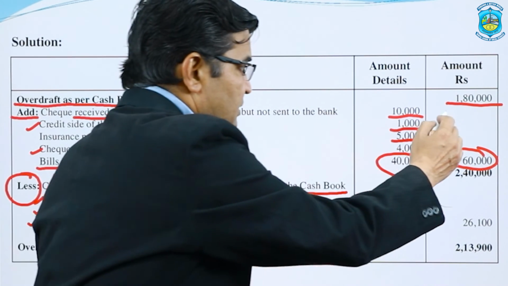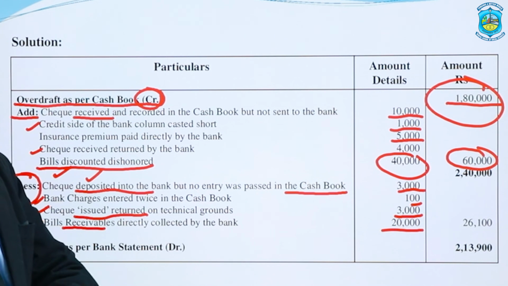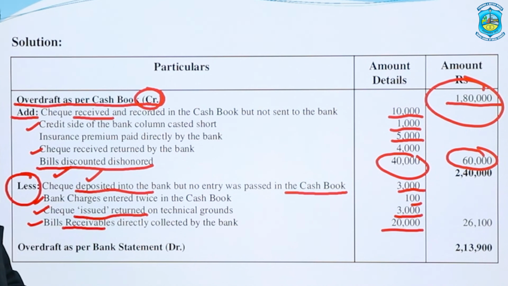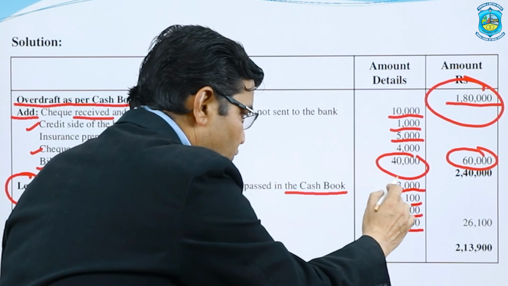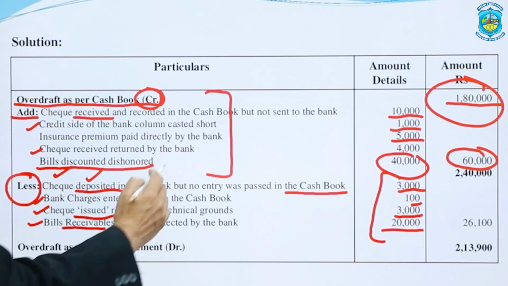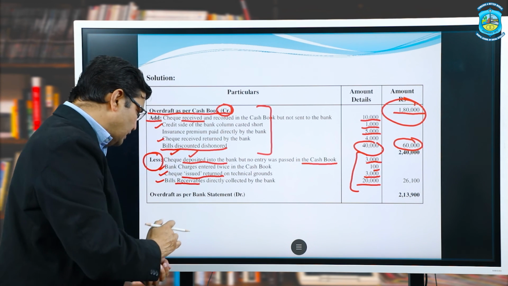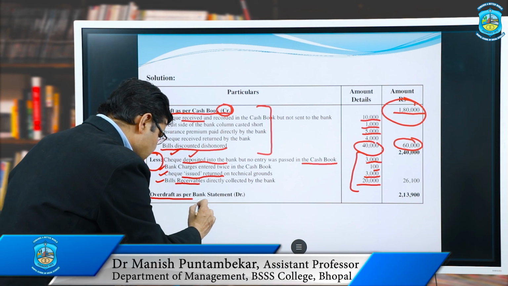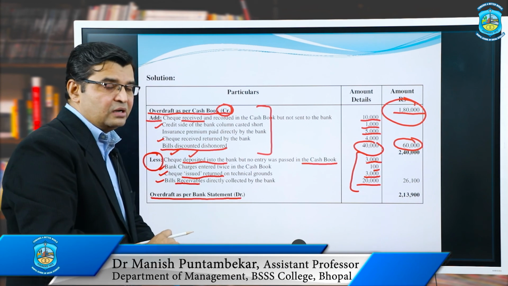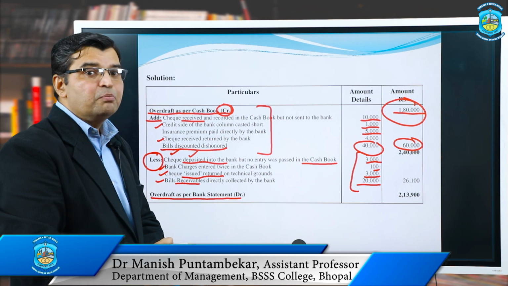Why? Because this balance is given, this is not a positive balance, this is a negative balance. Therefore, all these items will be subtracted and these items will be added in this bank reconciliation statement, so that we can find out the overdraft as per bank statement. We can say this is the debit balance of our passbook.